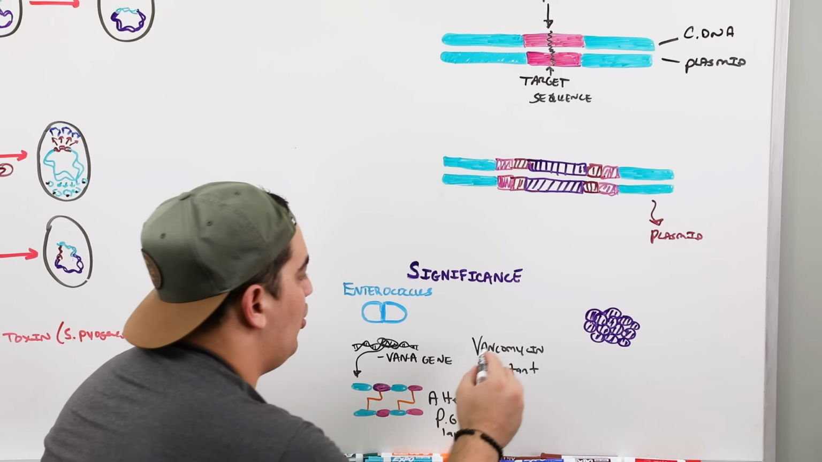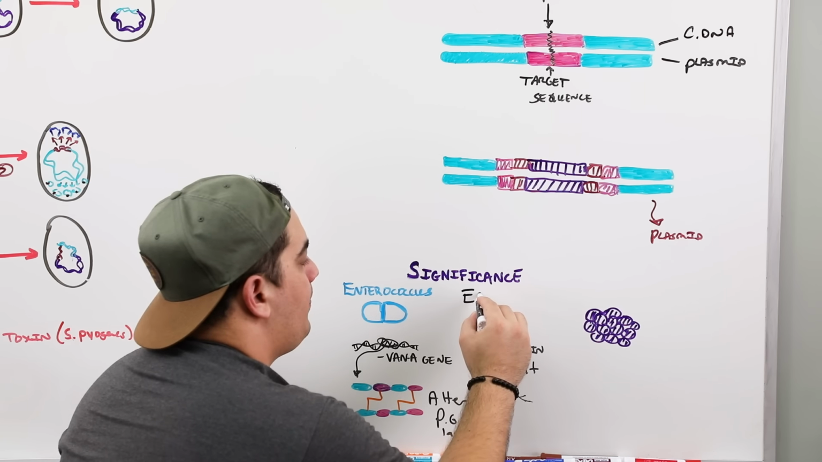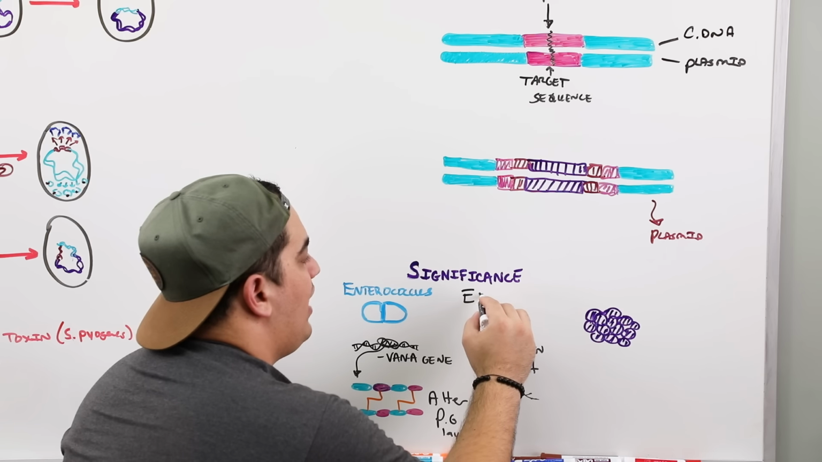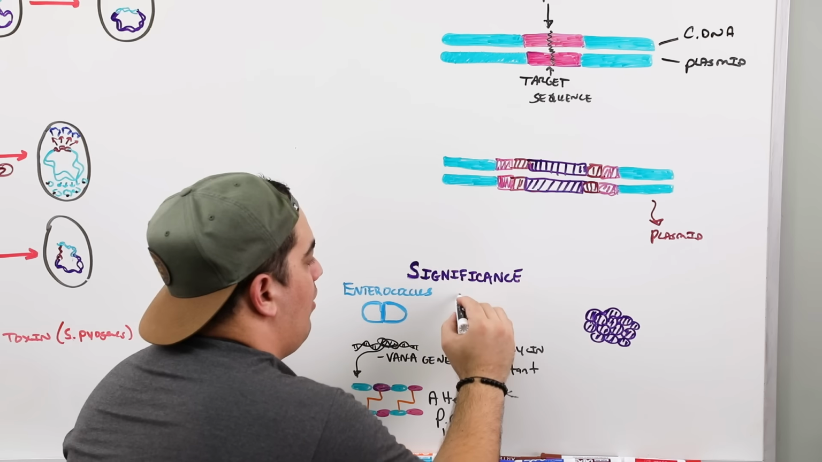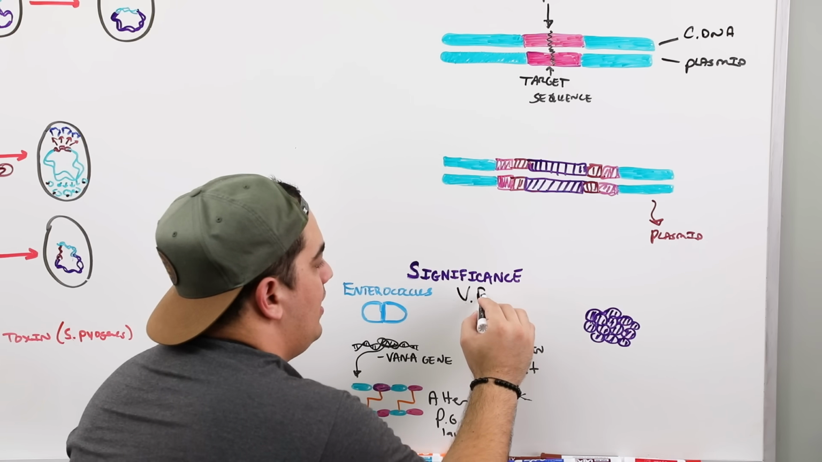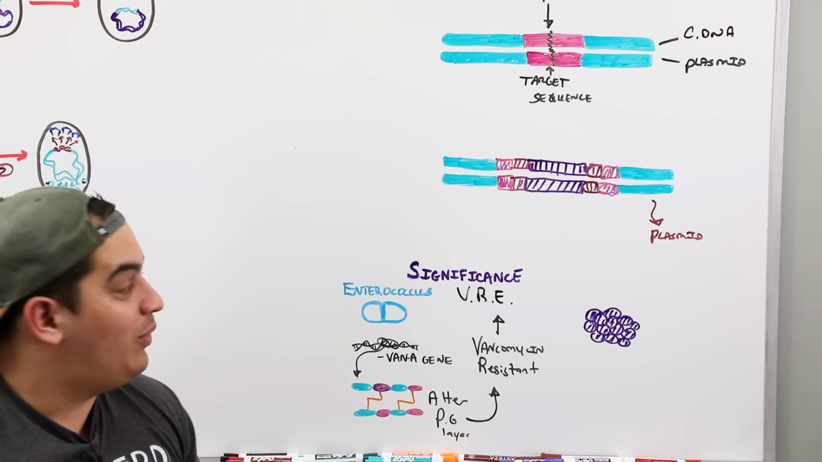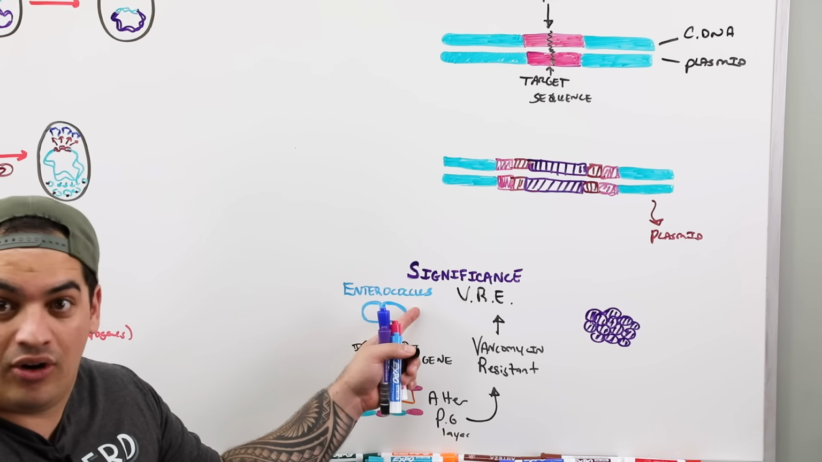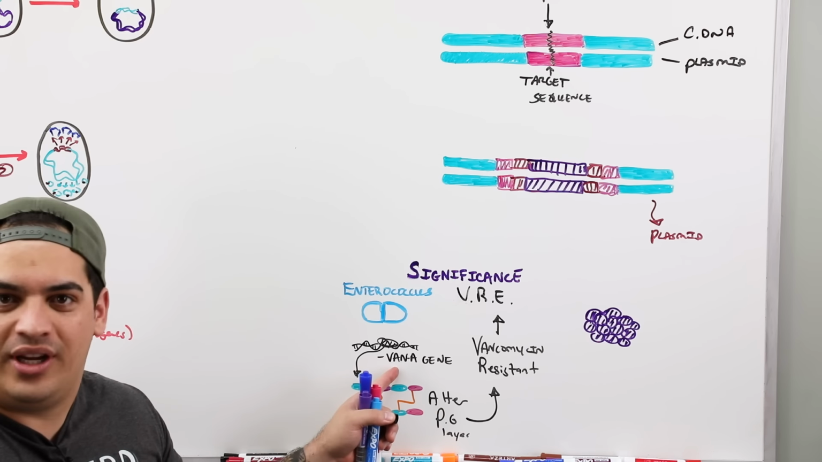And this can lead to something called vancomycin resistant enterococcus. So you can have what's called vancomycin resistant enterococcus type of bacteria, which is basically bacteria like enterococcus that are resistant to vancomycin via this Van A gene.